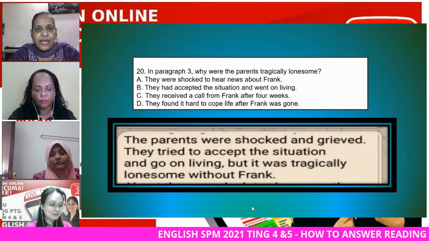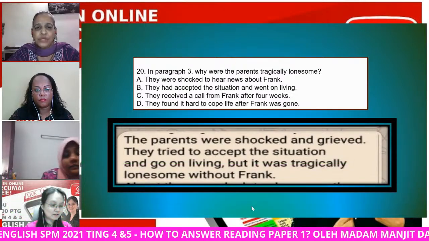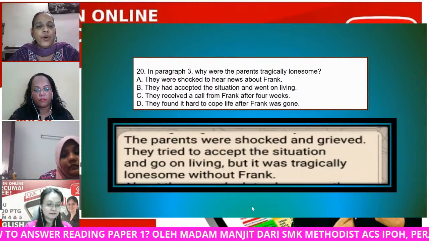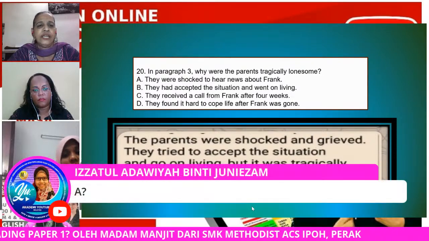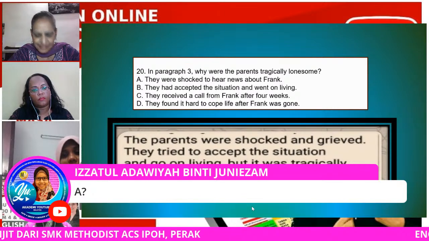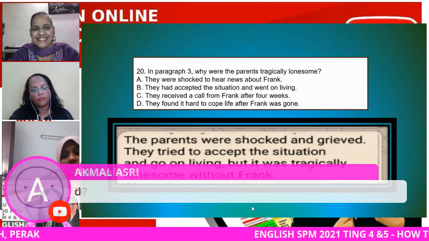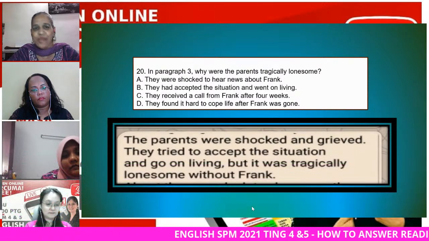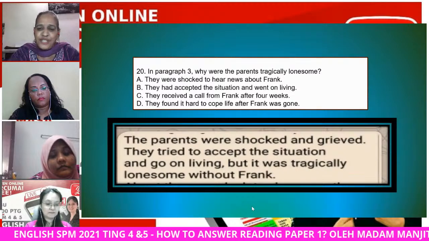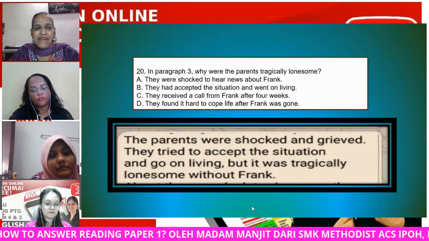Okay, in paragraph 3, why were the parents tragically lonesome? The parents were shocked and grieved. They tried to accept the situation and go on living, but it was tragically lonesome without Frank. Madam Manjit, we have D and A. Okay, D and A. Let's see the answer, D and A. B and C is wrong. So let's choose the best answer from D and A. Okay, students, do you want to know what is the right answer? How many gave D? Many of you.